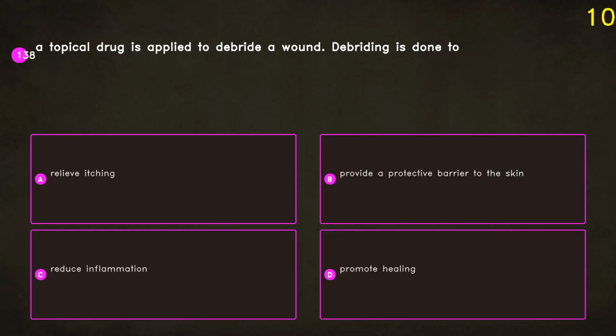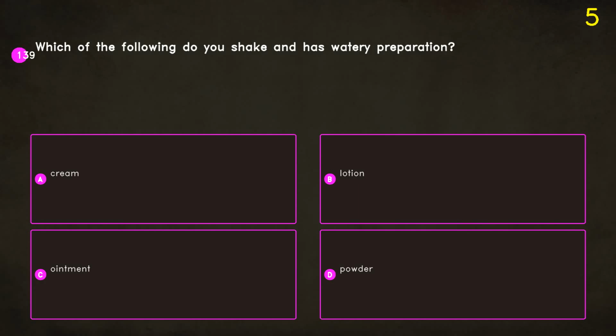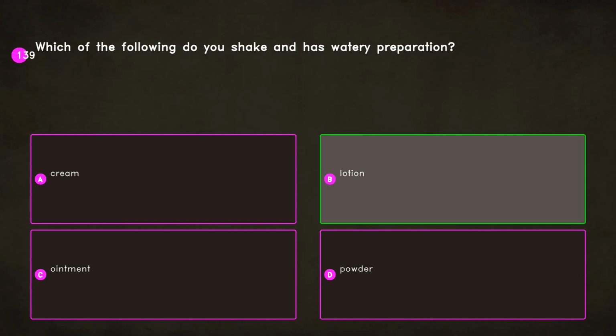Question 138. A topical drug is applied to debride a wound. Debriding is done to A. Relieve itching B. Provide a protective barrier to the skin C. Reduce inflammation D. Promote healing. The correct answer is promote healing. Question 139. Which of the following do you shake and has watery preparation? A. Cream B. Lotion C. Ointment D. Powder. The correct answer is lotion.